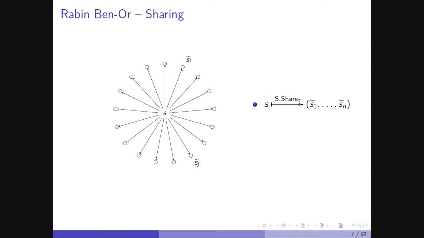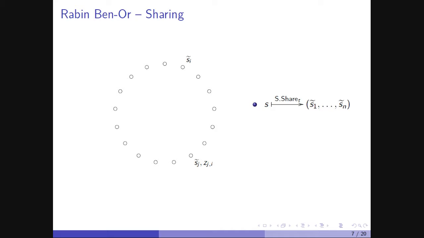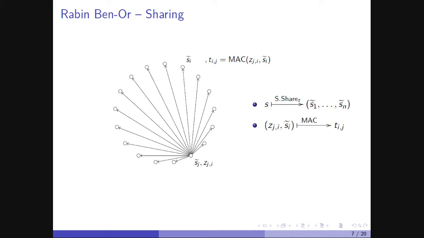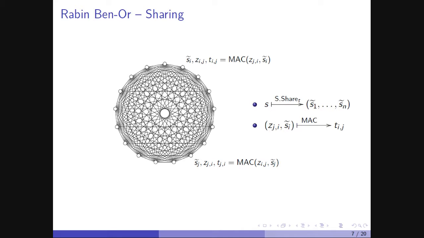As I said, Rabin and Ben-Or uses Shamir first, and then this is what happens for authentication. Let's focus on two players, I and J. Let's sample a key Z_JI for player J, and we give player I a tag via this key on this share. It means that player J authenticates player I's share. We do this for all J and for all I. So this is how you share. How do you reconstruct?